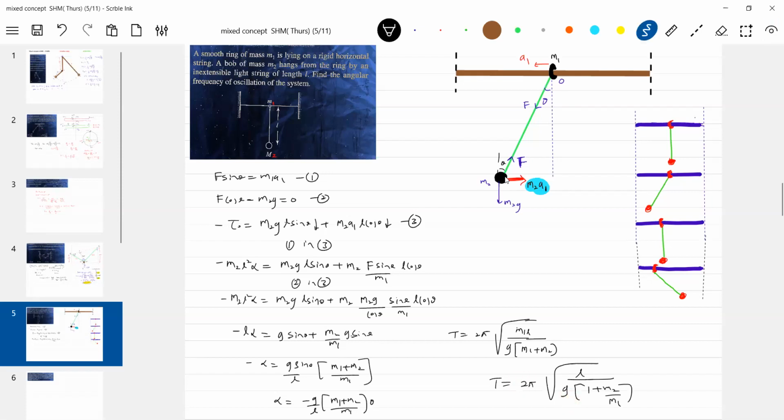Okay. If it is directly connected to the ceiling instead of a ring, I'll show it nearby. This is M2. Mass of ceiling is infinity. In that case, the expression will become, if the mass of the bob is negligible compared to the mass of the point of suspension, then it will be 2 pi root of L by G only.